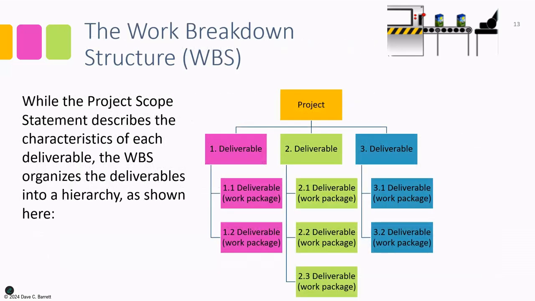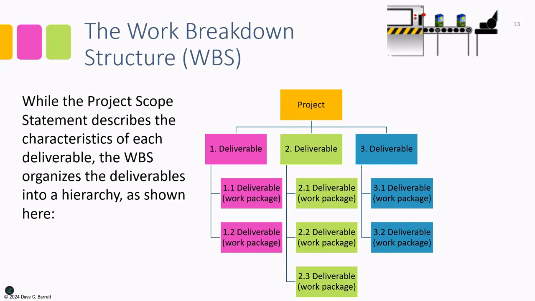This brings us to the concept of the work breakdown structure. So, as the project scope statement is being developed and the deliverables are being identified, the WBS is created, which organizes the deliverables into a hierarchy as shown here. So we can see at the top of the hierarchy is the project, and then each of the deliverables, each of the pieces of the project, which are described in the scope statement, are organized. So this project consists of three deliverables: the pink, the green, and the teal, 1, 2, and 3.